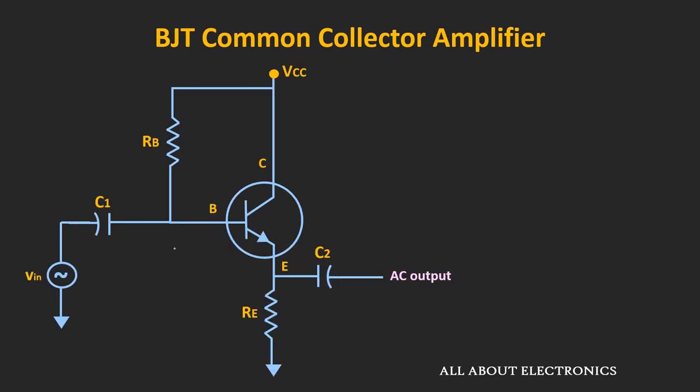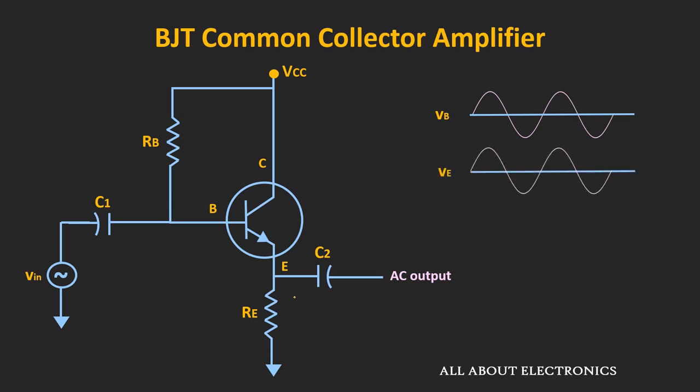Let's say the input signal is applied at the base terminal, and because of that we are getting some output at this emitter terminal. At the base terminal there will be some biasing voltage VB, and on top of this the input signal will be applied. At the emitter terminal, there will be some emitter voltage VE, and on top of this we will get the output voltage. And definitely this voltage VE will be 0.7 volt less than the base voltage.